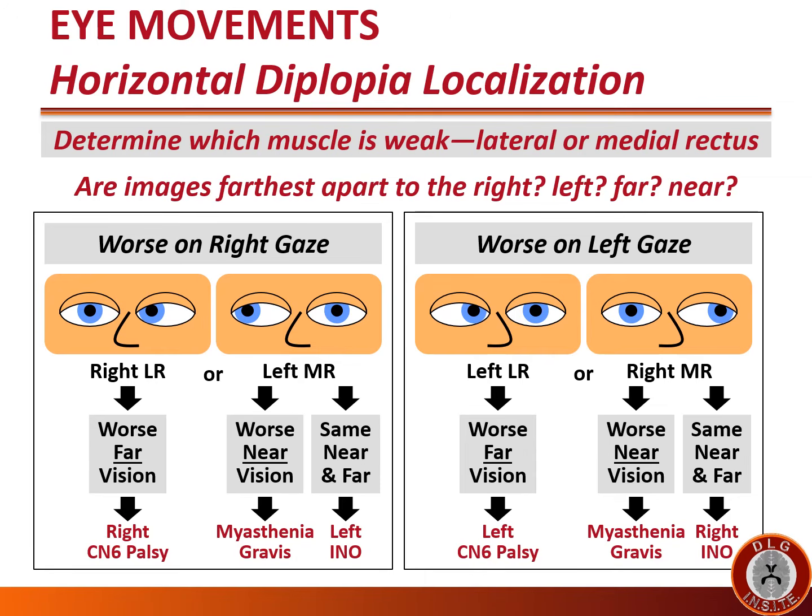When localizing a lesion in a patient with horizontal diplopia, that is to say double vision in which images are side by side, one must first determine which muscle is weak. Is it a lateral rectus or a medial rectus, and which side? And there are specific questions to ask. Are the images farthest apart to the right, to the left, far or near?